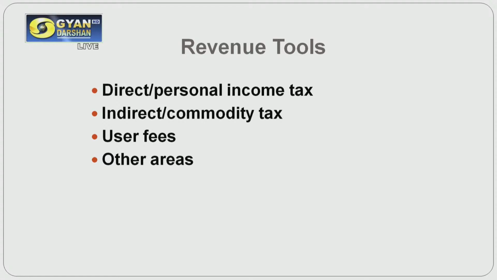So far we have discussed the expenditure tools. Now let us discuss revenue tools. What are the revenue tools? There is direct and personal income tax, indirect and commodity tax, user fees and other areas. You all know what direct and personal income tax is. Income tax is typically a gender biased instrument.